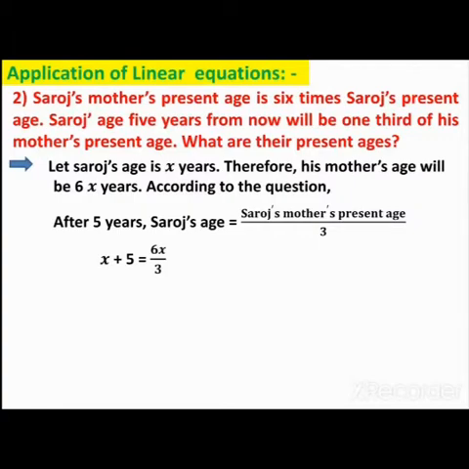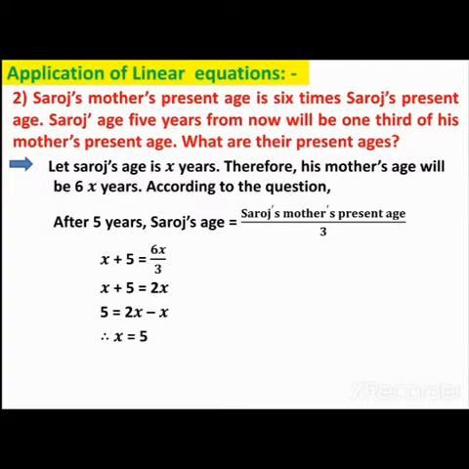Saroj's mother's present age is 6x. So x + 5 = 6x divided by 3. Cross multiplication. 6 comes in table 3, so 3 twos are 6. x + 5 = 2x. Transpose one side variable, one side constant. 5 = 2x - x. Therefore, x = 5.